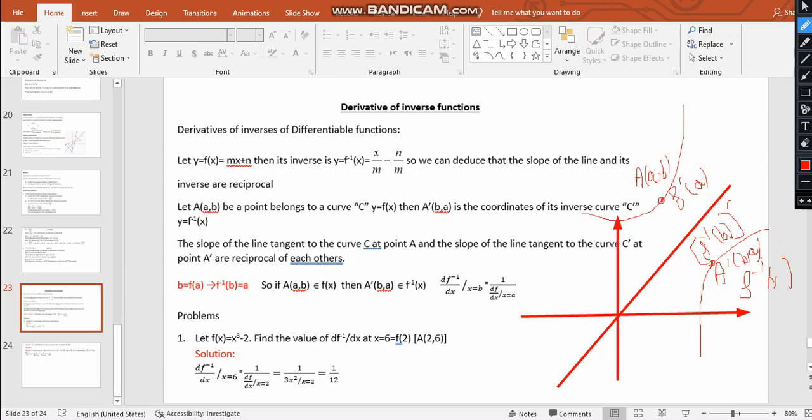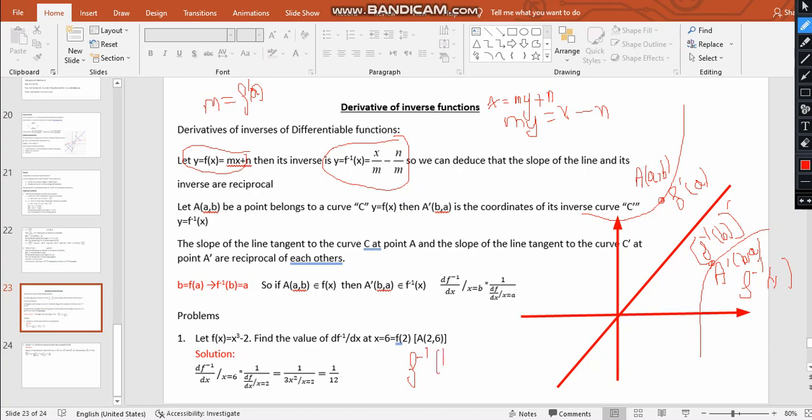Certainly, suppose the equation of the tangent is y equal mx plus n, where m is f prime of a. So if you replace x by y and y by x, you're going to get x equal my plus n. You solve again for y, so you're going to get my equal x minus n, and y, which is f inverse of x, is x over m minus n over m. So what does it mean? That the derivative here at the point is m, that of its inverse is 1 over m.